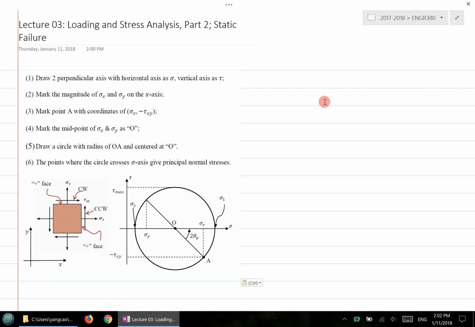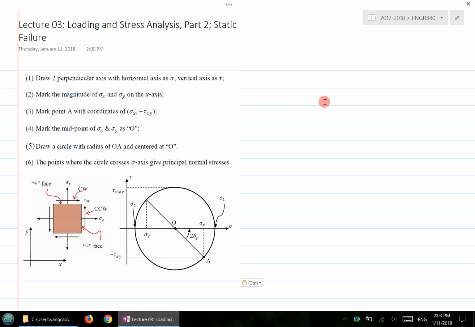Okay, so let's continue on the lecture here. Why is there only one screen showing? I don't want to mess up. Is it okay? Just one screen?